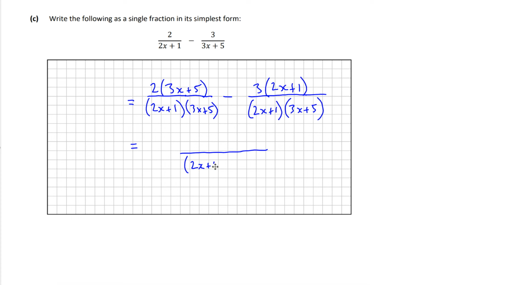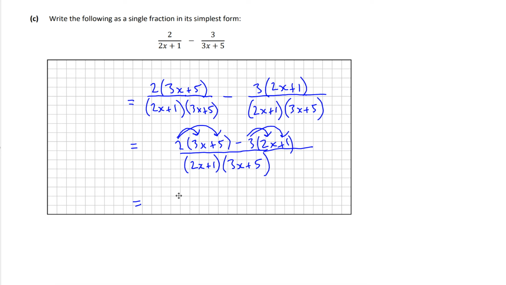With the same denominator, 2x plus 1 bracket 3x plus 5. And that's going to give me, on top, 2 times 3x plus 5 minus 3 times 2x plus 1. Okay, so now I can multiply out the brackets on top. And then I'm going to multiply this out as well.